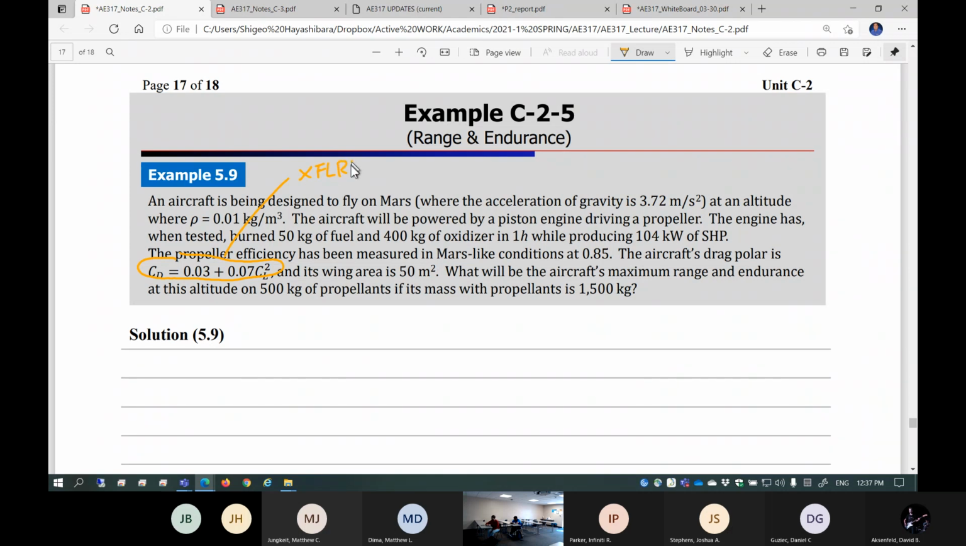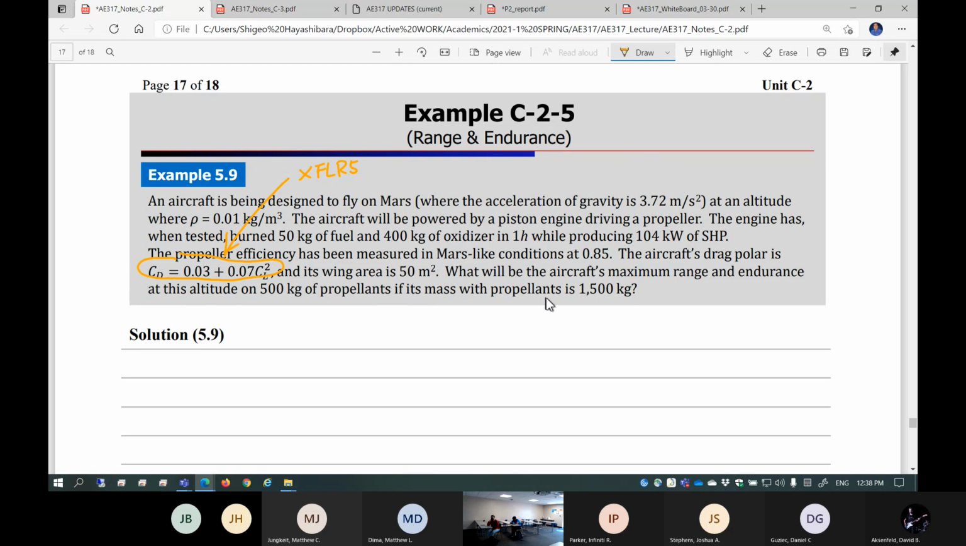So X-5 using this software determined this drag polar. This is the starting point of your performance computation. The wing area is 50 meters square. What will be the aircraft's maximum range and maximum endurance at this altitude on 500 kilograms of propellants?